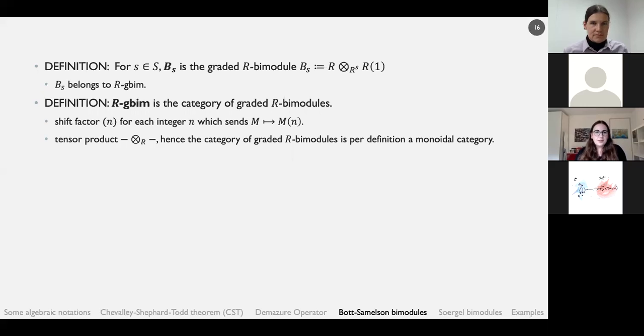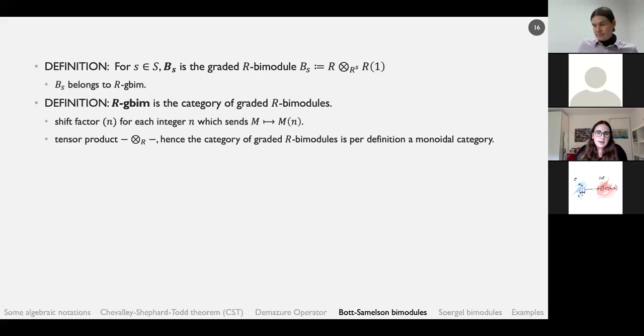And BS belongs to RGBim, and this means the category of graded R bimodules. Hence, all R bimodules that are finitely generated both as left and as right R modules. And this category has a shift functor for each integer, which sends M to M with a shifting grading of n. So the n in brackets is the shift of grading by the corresponding number. So this means here the degree of 1 tensor product with 1 is -1 because we have the shifting grading by 1.